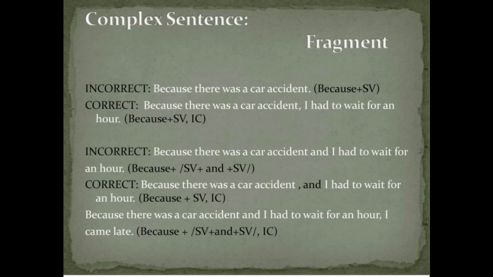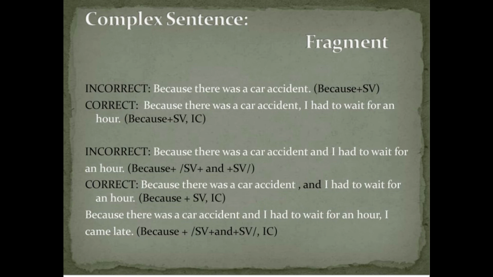Let's take a look at some more examples of fragments. "Because there was a car accident." This sentence is not complete because there's no IC in this sentence. In order to finish this sentence and put a period, you have to add at least one IC. "Because there was a car accident, comma, I had to wait for an hour."